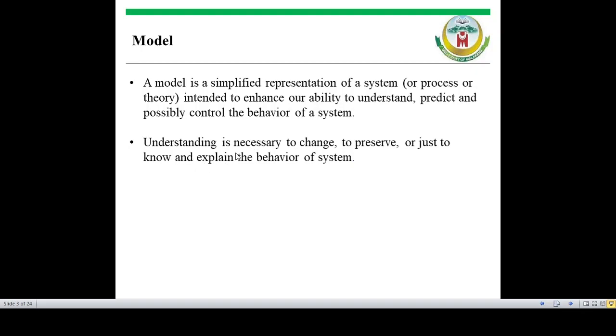So, understanding is necessary to change, to preserve, or just to know and explain the behavior of a system. This is important to understand a system and to manipulate its behavior. Okay, so understanding is necessary means that understanding of a system is necessary to change, to preserve, or just to know and explain the behavior of a system.